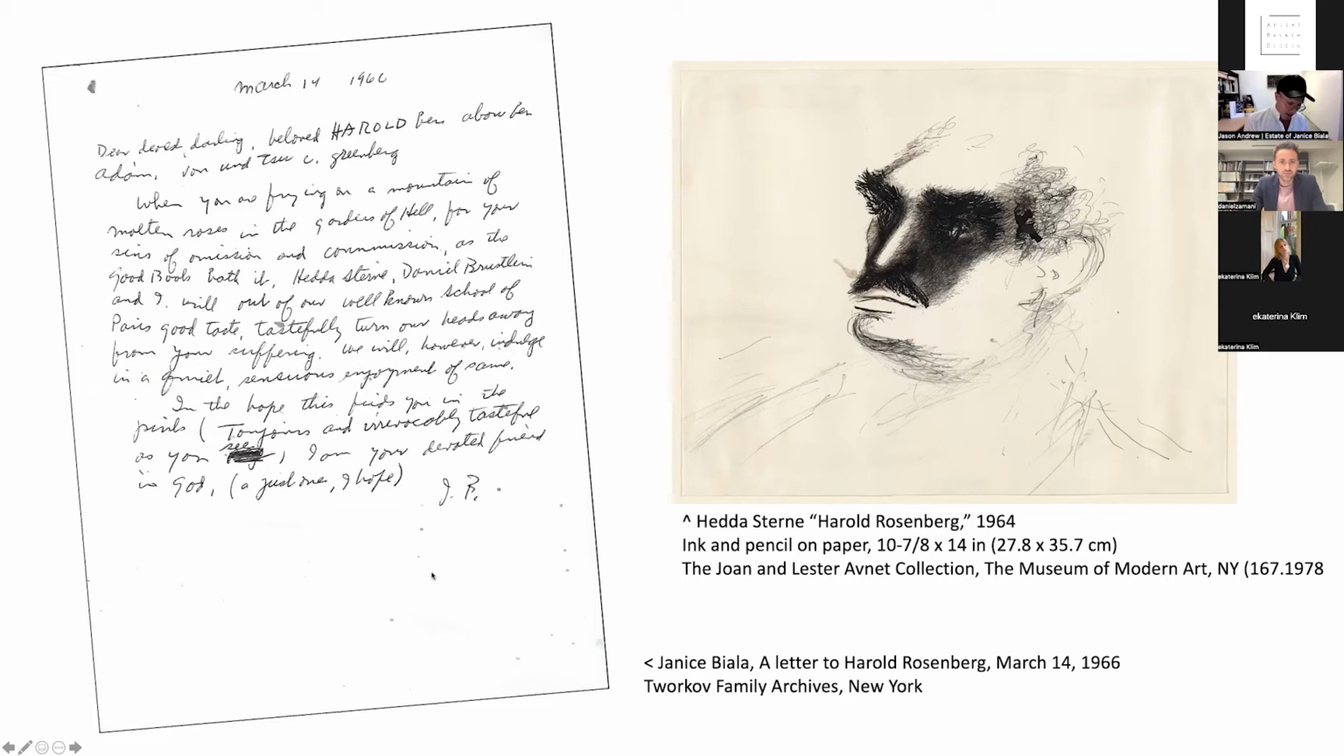And this provoked this letter dated March 14th, 1966. "Dear, dearest, darling, beloved Harold, the understudy of Clement Greenberg, when you are frying on a mountain of molten roses in the gardens of hell for your sins of omission and commission, as the good book haveth, Hedda Sterne, Daniel Brustlein, and I will, out of our well-known School of Paris good taste, tastefully turn away from your suffering. We will, however, indulge in quiet, sensuous enjoyment of same, in the hopes that this finds you in the pink, which I'm sure it does. Yours sincerely, your devoted friend, in God, a just one, I hope, J.B."